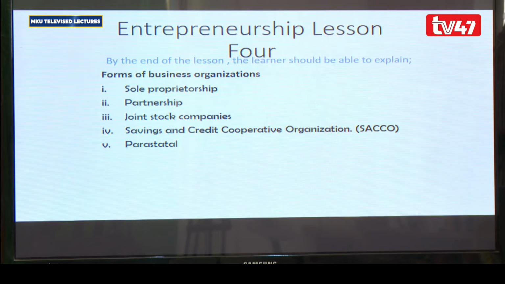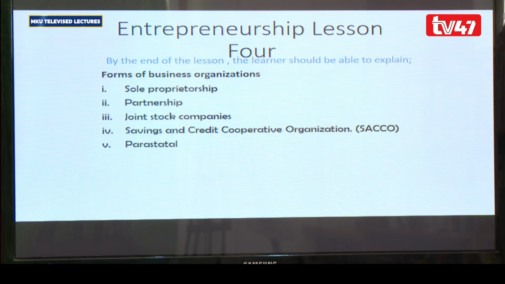And the first one, we're going to look at the sole proprietorship. We look at what are its features. Why does one need to start a sole proprietorship and not a partnership, for example? I'll look at what a partnership is, its merits and demerits.